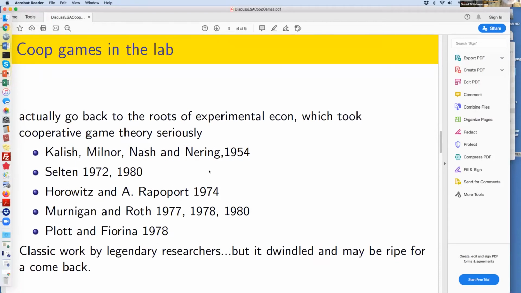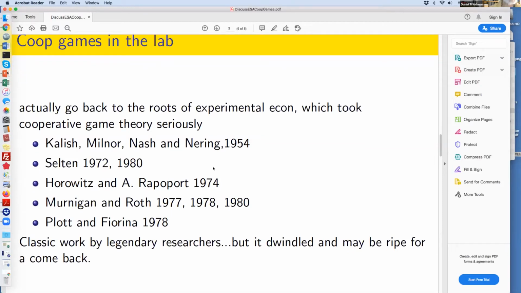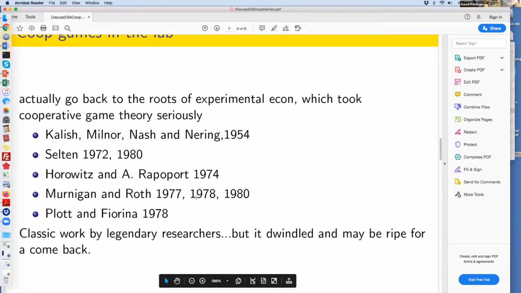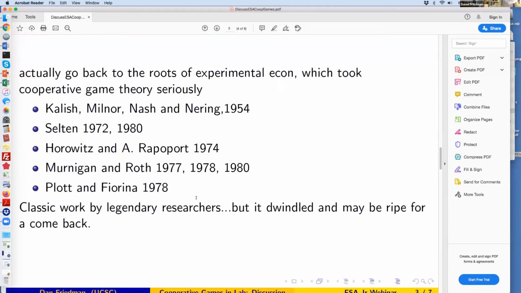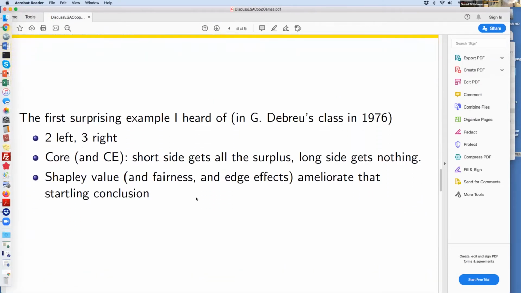But cooperative games have been explored in the lab. They actually go back to the roots of experimental economics. If you look at the early days, say, before 1980, there were actually a reasonable number of papers that looked at cooperative games, including some very famous ones. If you look in here, you'll see some famous names and some famous papers. But after 1980, it dwindled, and there's only been a handful since.